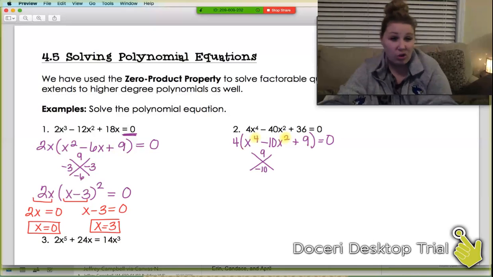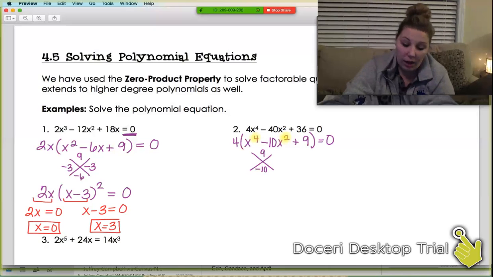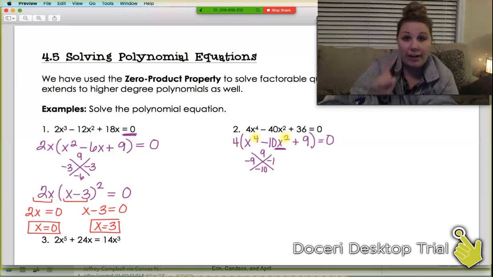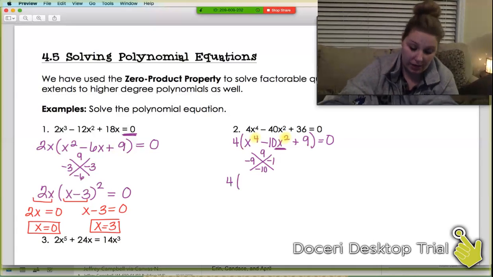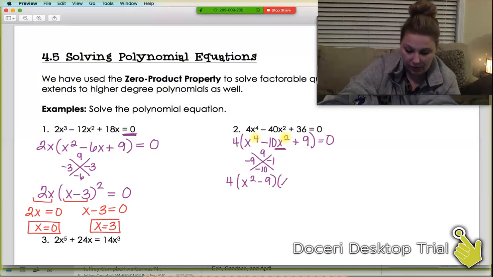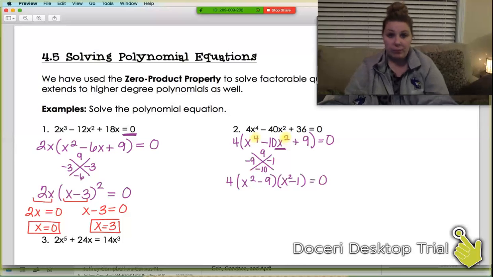And this is another shortcut, a is equal to 1. I'm going to get -9 and -1 here. Remember, the middle term dictates what your factors start with. So the 4 just comes down, and I get x squared minus 9 and x squared minus 1 equals 0.